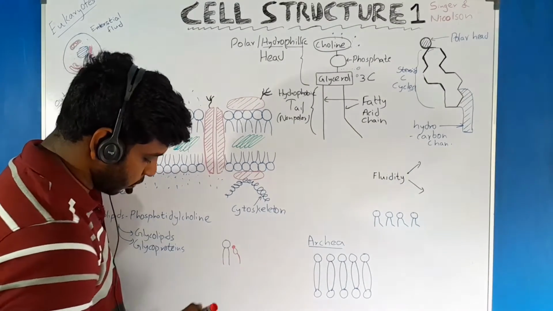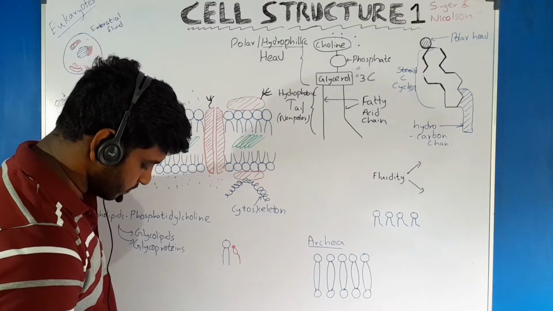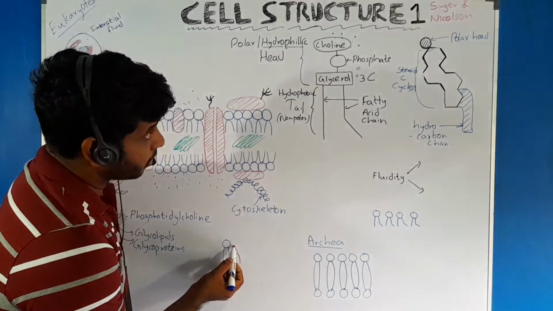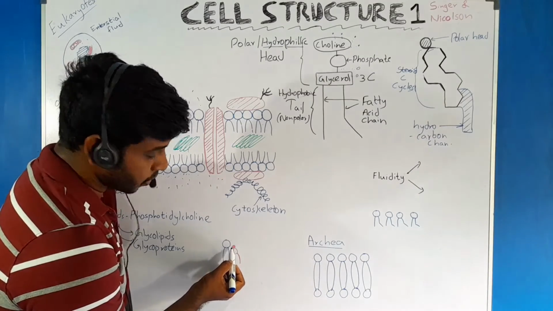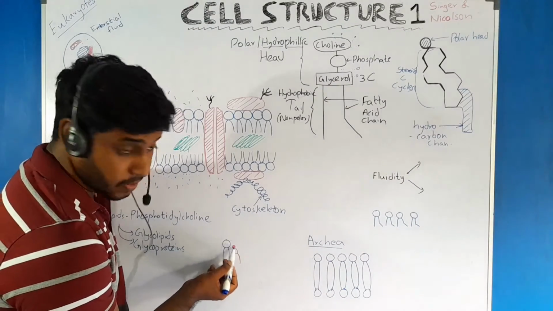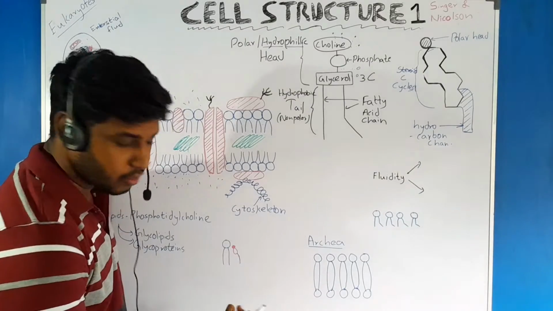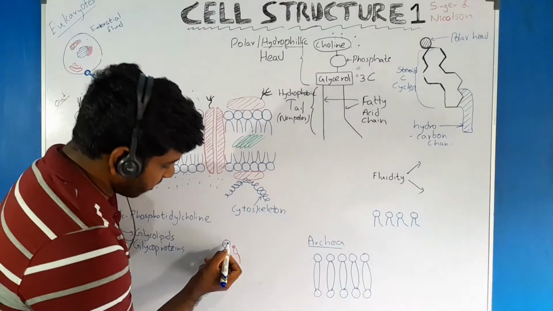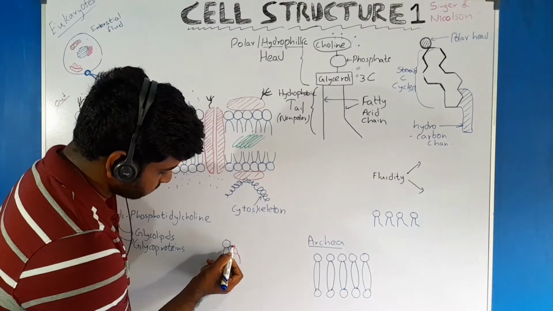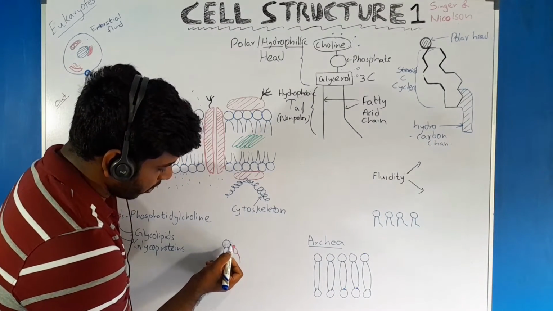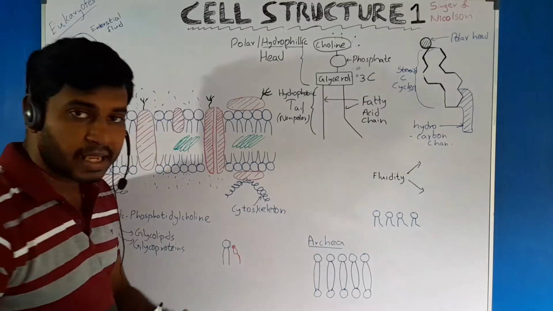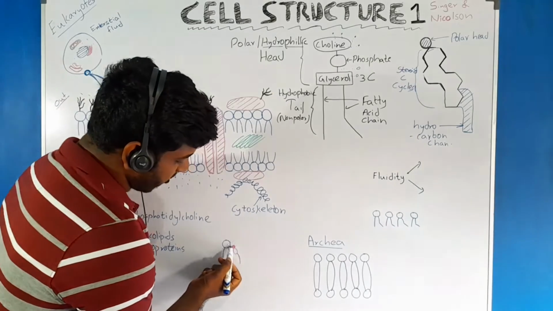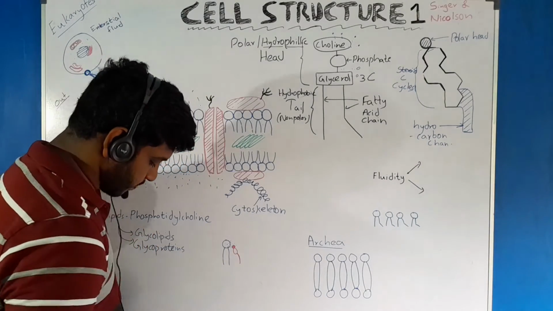The head of the phospholipid molecule is polar, and the head of the cholesterol molecule is also polar. Both of them are hydrophilic. They like water and they like each other. They can make interactions. Polar molecules can make interactions. The two heads make interactions.